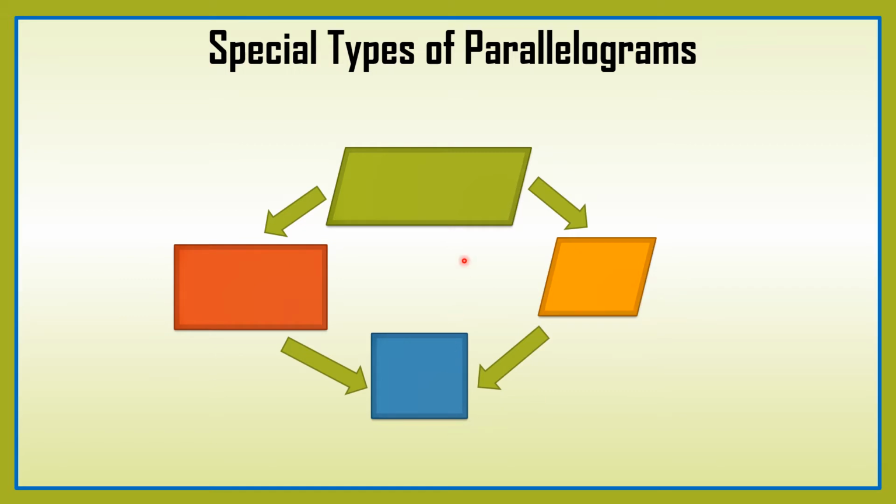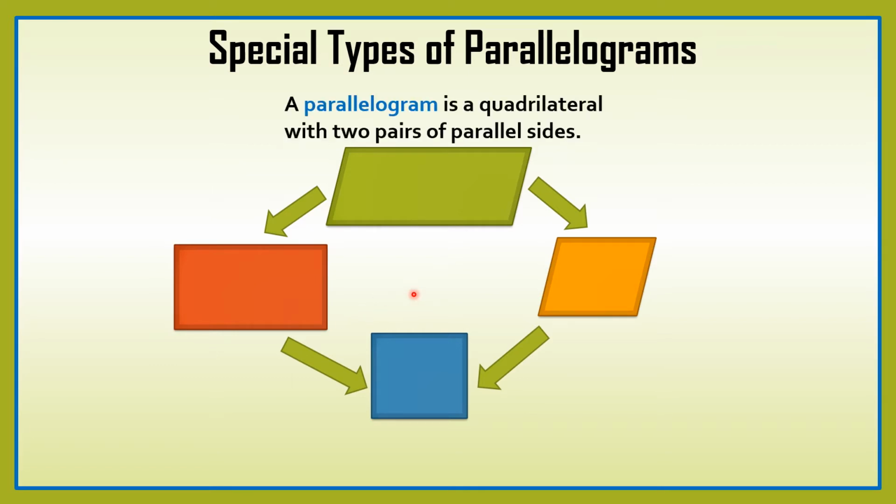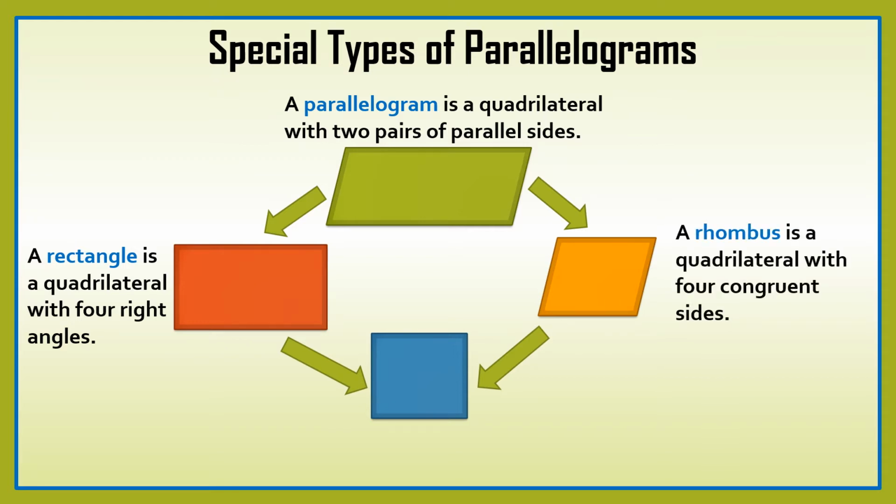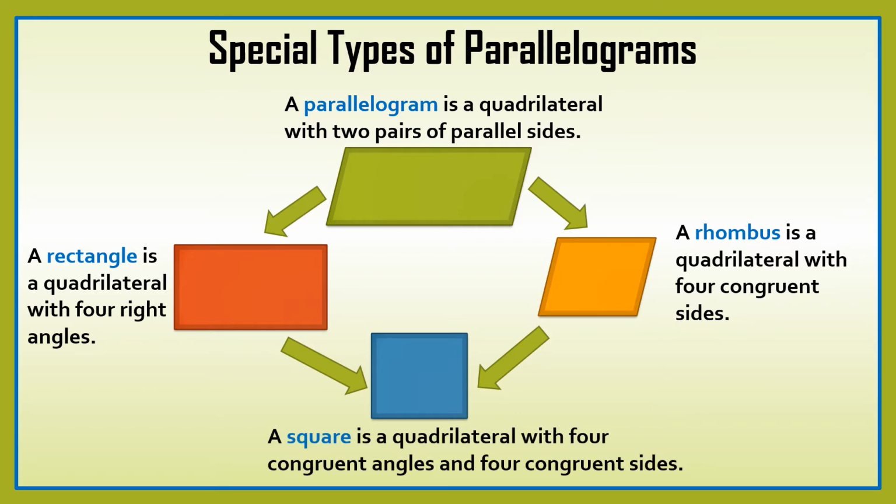So let us define first the parallelogram before we go to rectangle, rhombus, and square. Parallelogram is a quadrilateral with two pairs of parallel sides. Rectangle is a quadrilateral with four right angles. Rhombus is a quadrilateral with four congruent sides. And square is a quadrilateral with four congruent angles and four congruent sides.